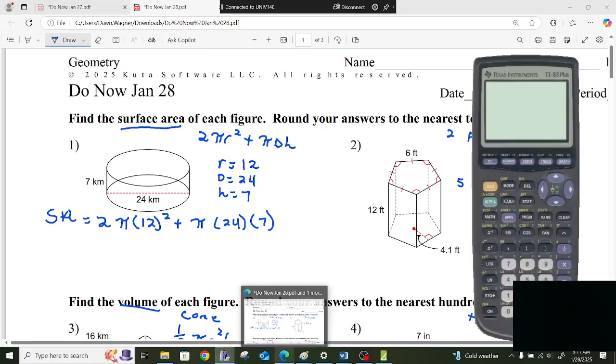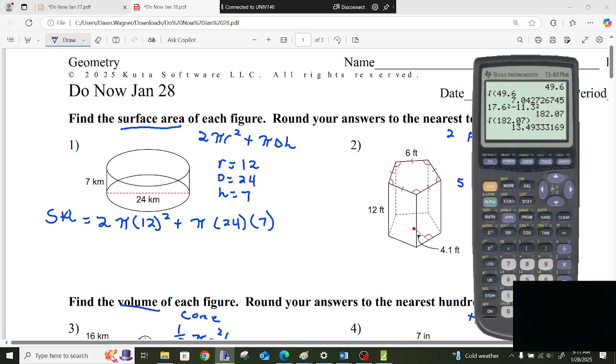So I'll use my handy dandy calculator, and I would do 2, pi, 12 squared, plus pi times 24 times 7, right? And then press enter, and it says here to round it to the nearest tenth.